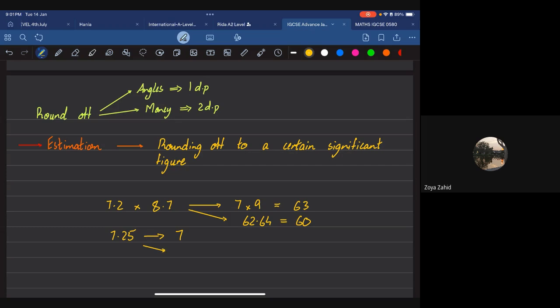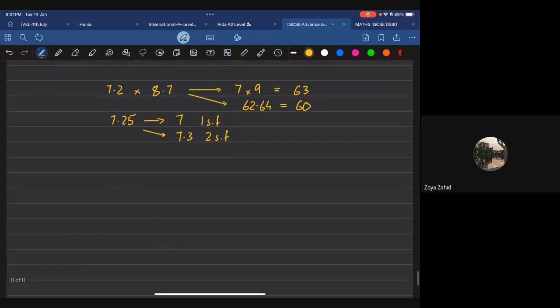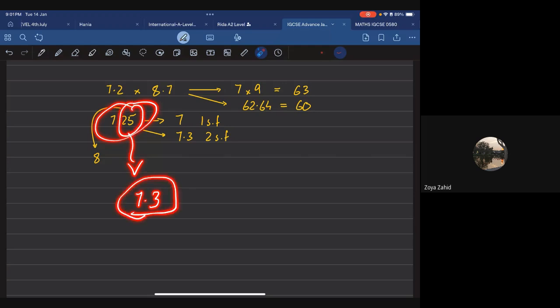So 7.25 can be rounded off to a 7 if it says 1 SF, significant figure, or 7.3 if it says two significant figures. But Zoya, there is no chance at all in any world that this can be rounded off to 8. He can ask you, for example, to round off to two decimal places. Then this is the case. What if he says rounded off to one decimal place? Then you will also write 7.3, because he's saying the same thing. He's just setting the metric for it. The metric is one decimal place, two decimal places, whatever it is.